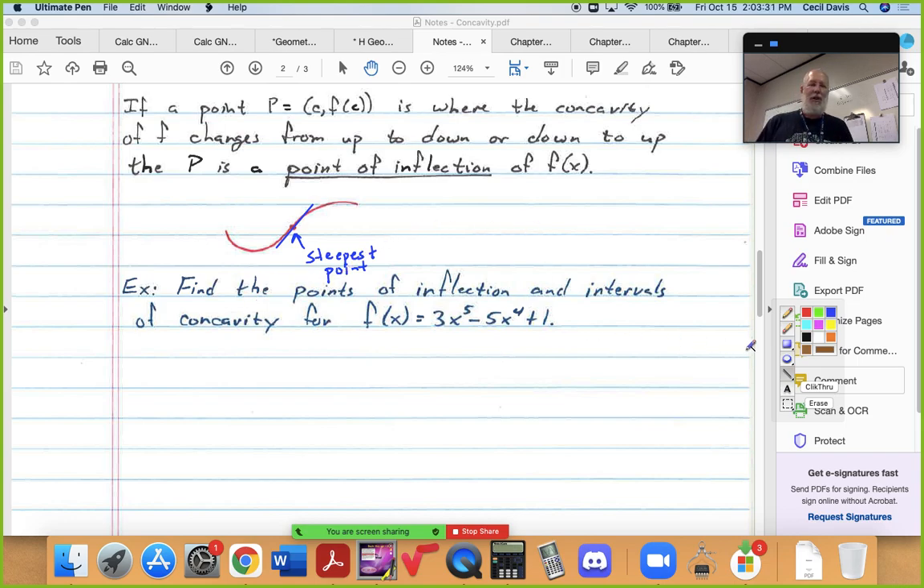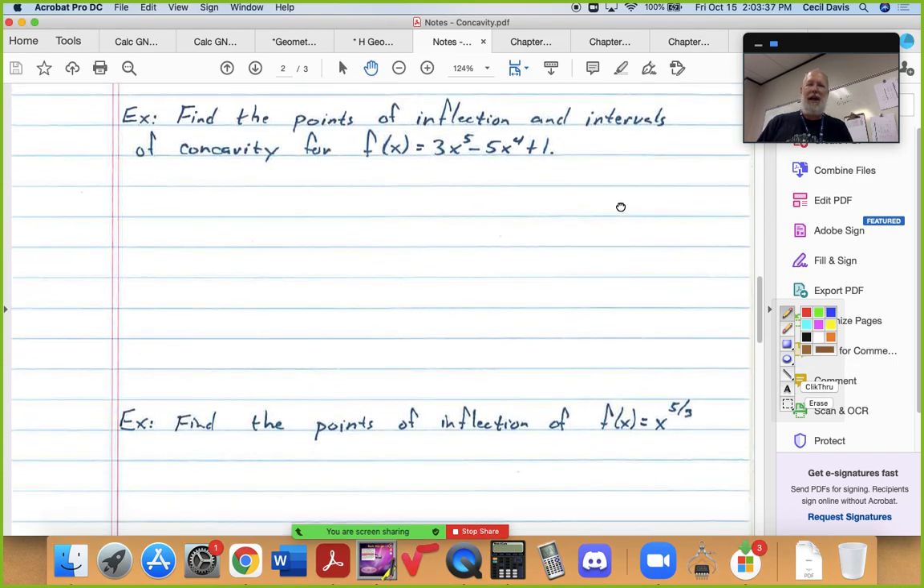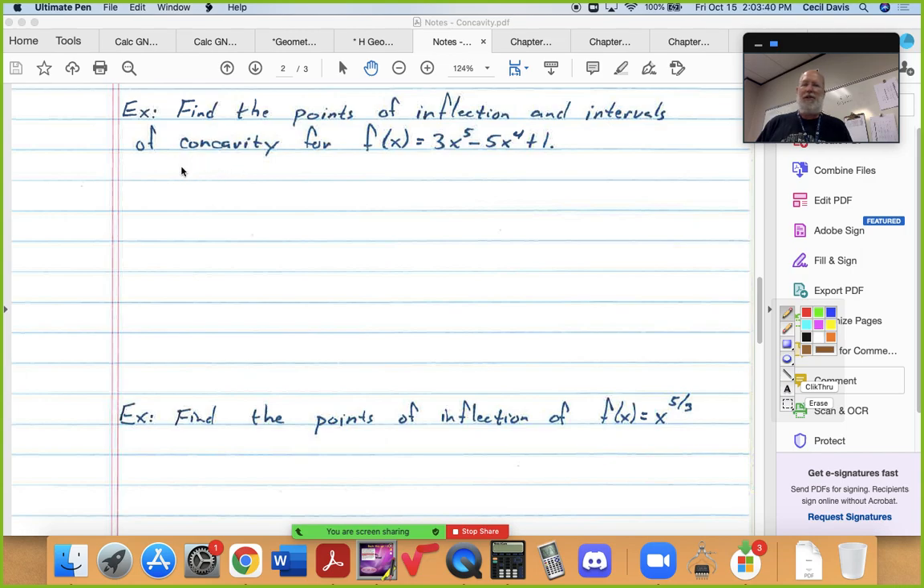All right, so if we're looking for points of inflection and intervals of concavity for a polynomial function, we'll take the derivative. That'll be 15x to the fourth minus 20x cubed. And then we want to see where the first derivative is increasing and where the first derivative is decreasing. So we'll take the derivative of the derivative. So that's 60x to the third minus 60x squared.